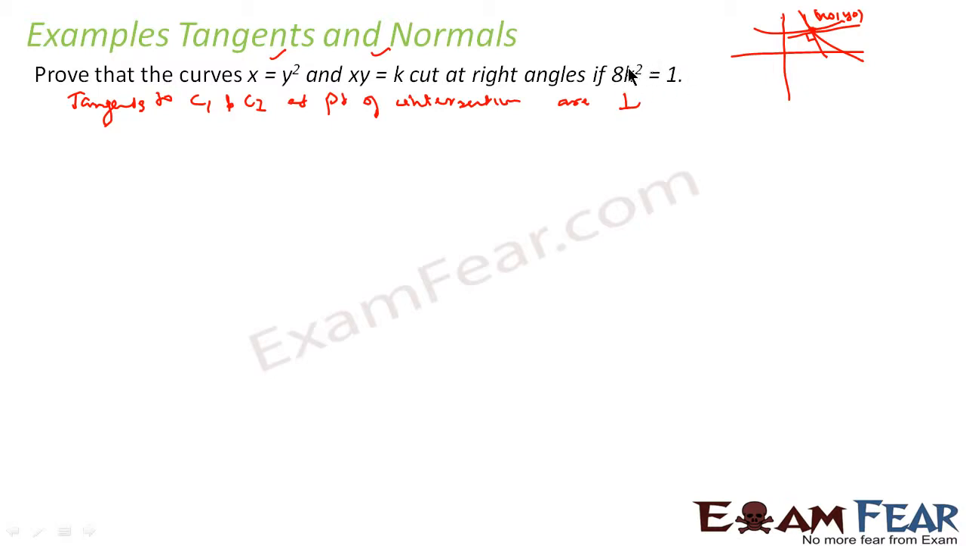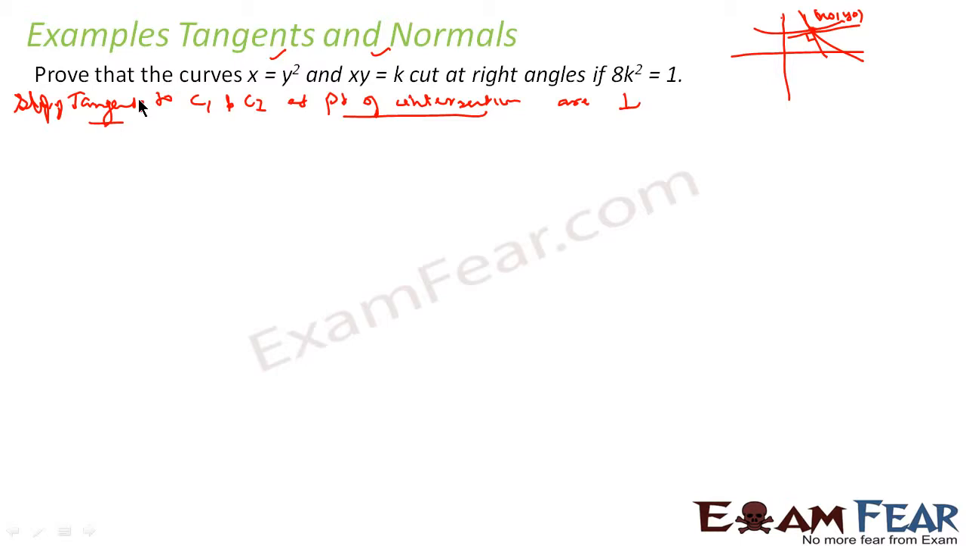So the first thing we have to do is find the point of intersection. Once we have the point of intersection, then we can find tangents to curve 1 and curve 2 at that point. That means we have to find the slopes of tangents at these points. Once I have the slopes of tangents of these two curves at that particular point, I can check whether these two slopes are perpendicular or not.